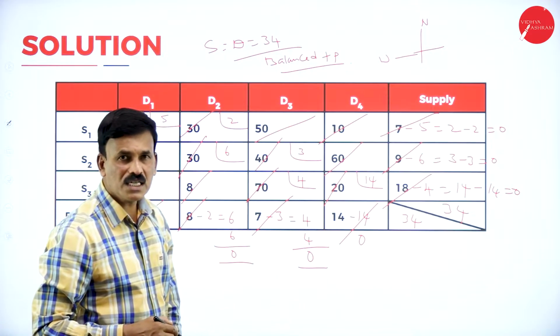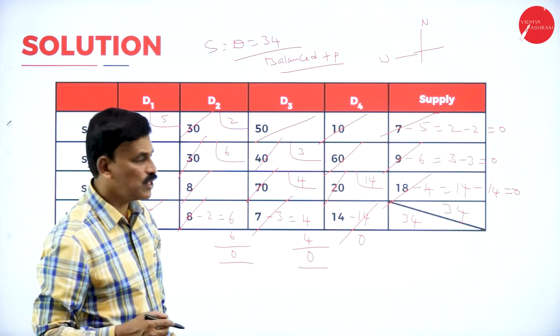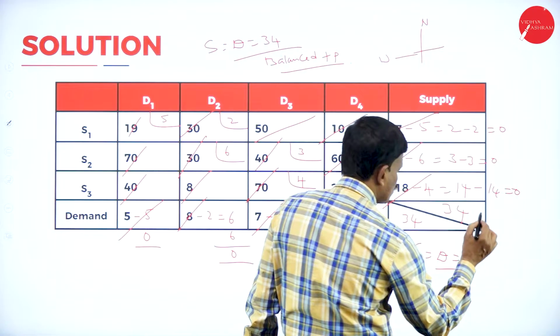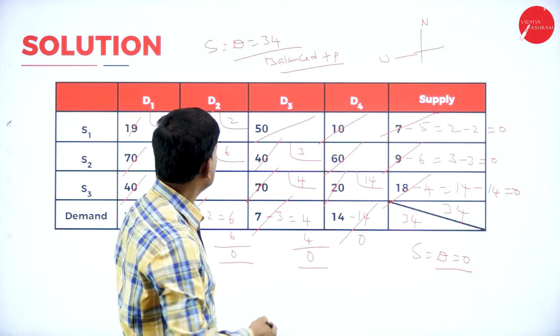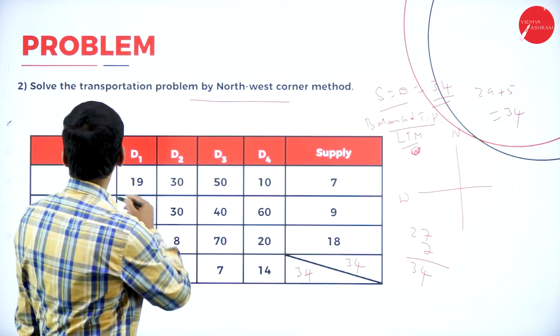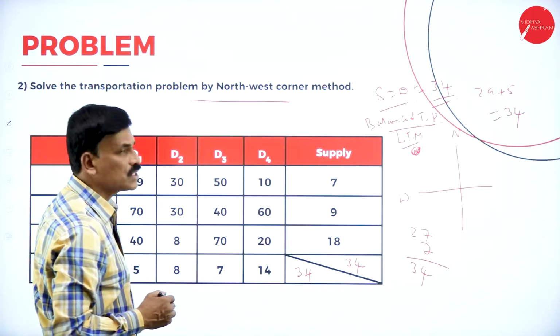So, in the final stage, the supply and demand must be 0. Here, the supply is equal to demand is equal to 0, hence it is balanced. So, we can find the solution for this.